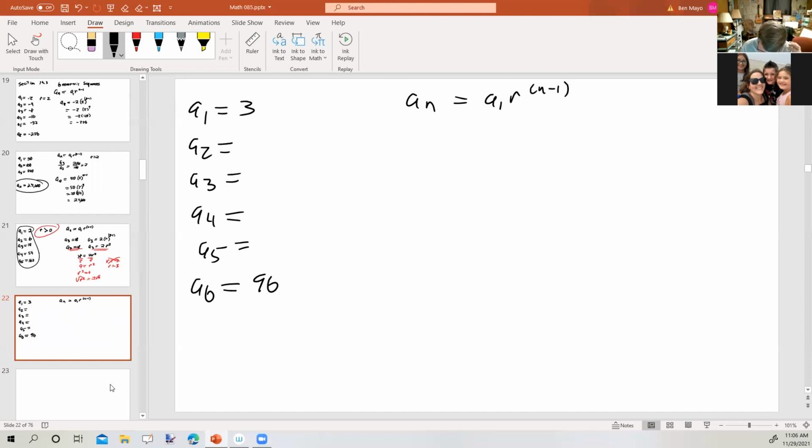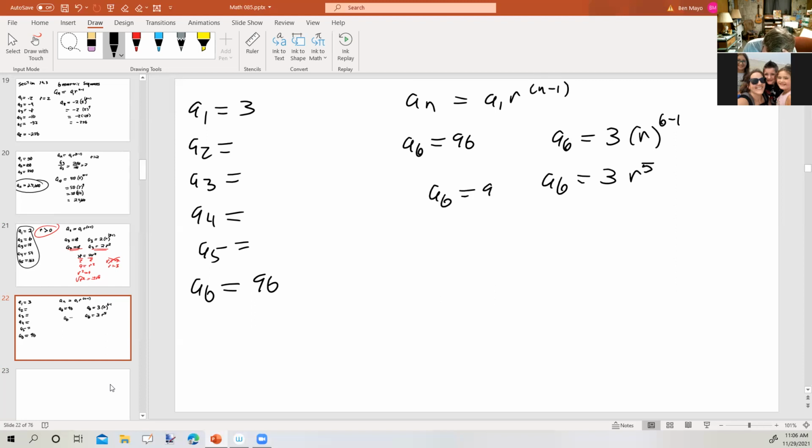And let's see, what do we know? We know that a sub 6 is 96. We also know that a sub 6 is a sub 1, 3, times r to the n minus 1, or 6 minus 1 power. A sub 6 is 3 r to the 5th, but a sub 6 is also 96. So 96 equals 3 r to the 5th. Divide both sides by 3, and we get 32 equals r to the 5th.